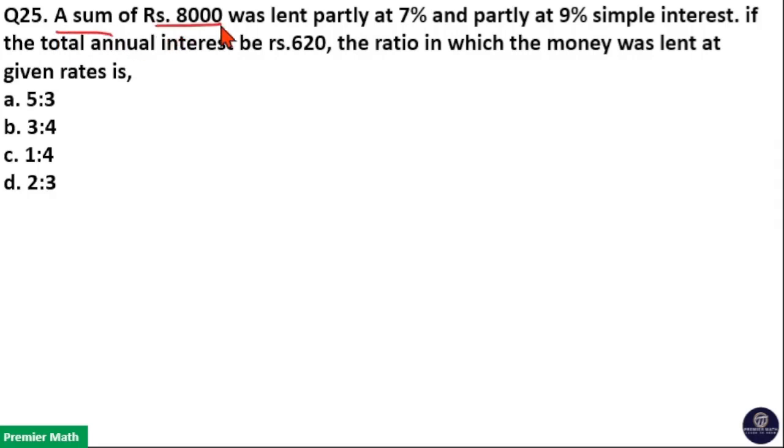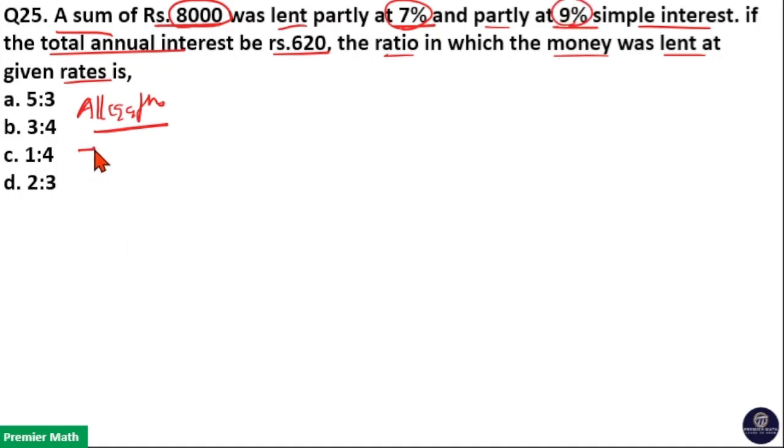A sum of rupees 8,000 was lent partly at 7% and partly at 9% simple interest. If total annual interest be rupees 620, the ratio in which money was lent at given rates is. Here we use alligation method. Rupees 8,000 was lent partly at 7% and partly at 9%. That is, one part of 8,000 lent at 7% and the other part lent at 9%. Now, total annual interest is 620, which means this 620 is received from the 7% and 9% of 8,000.